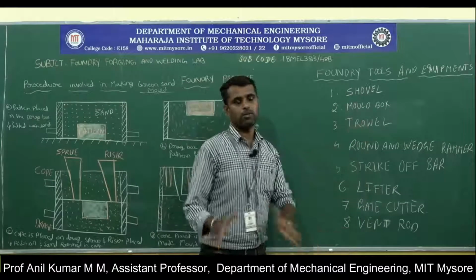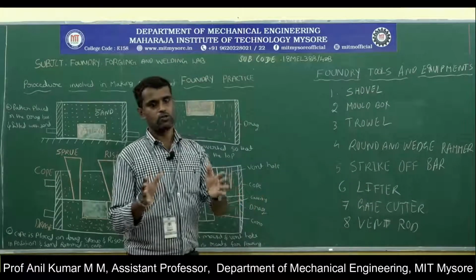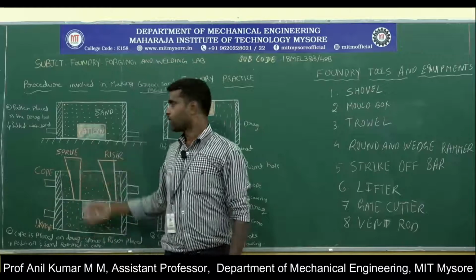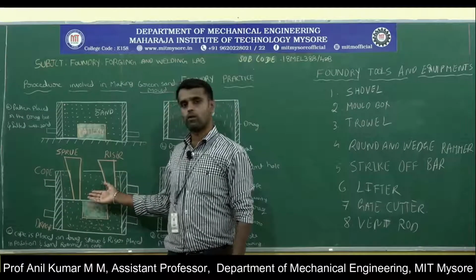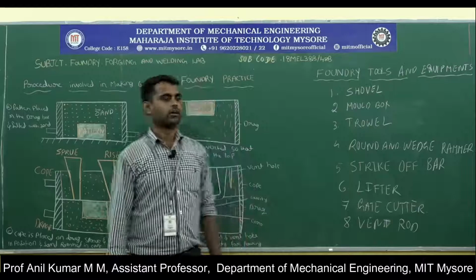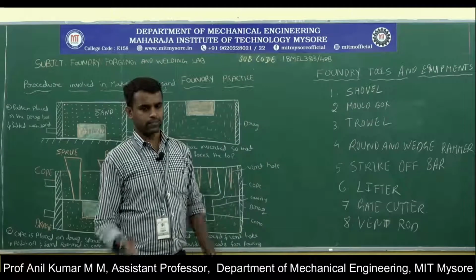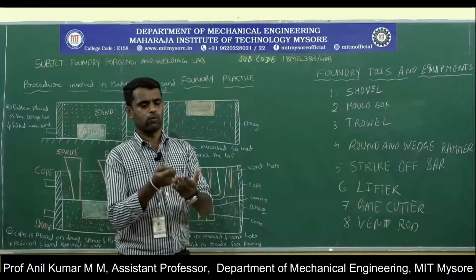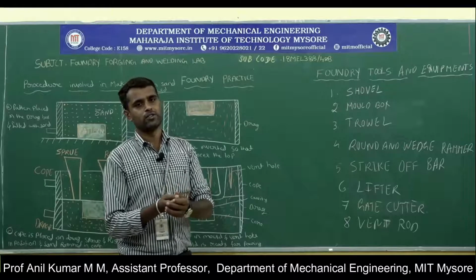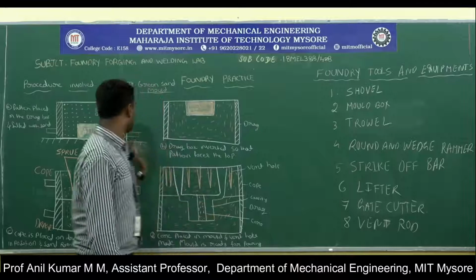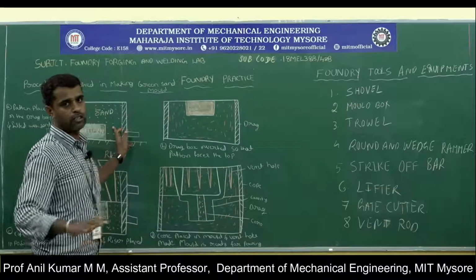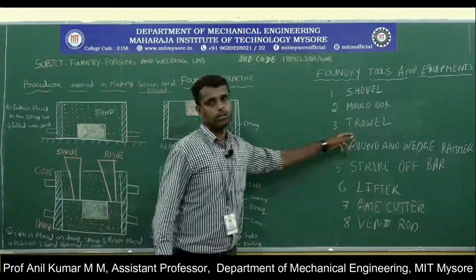Mold box is nothing but a metallic frame. It is used for preparing the mold. The upper part of the mold we call the cope and the lower part we call the drag. Next, trowel. Trowel is made of iron and a wooden handle is attached. It is used for finishing the top surface of the mold. Okay, for finishing purposes the trowel will be used.